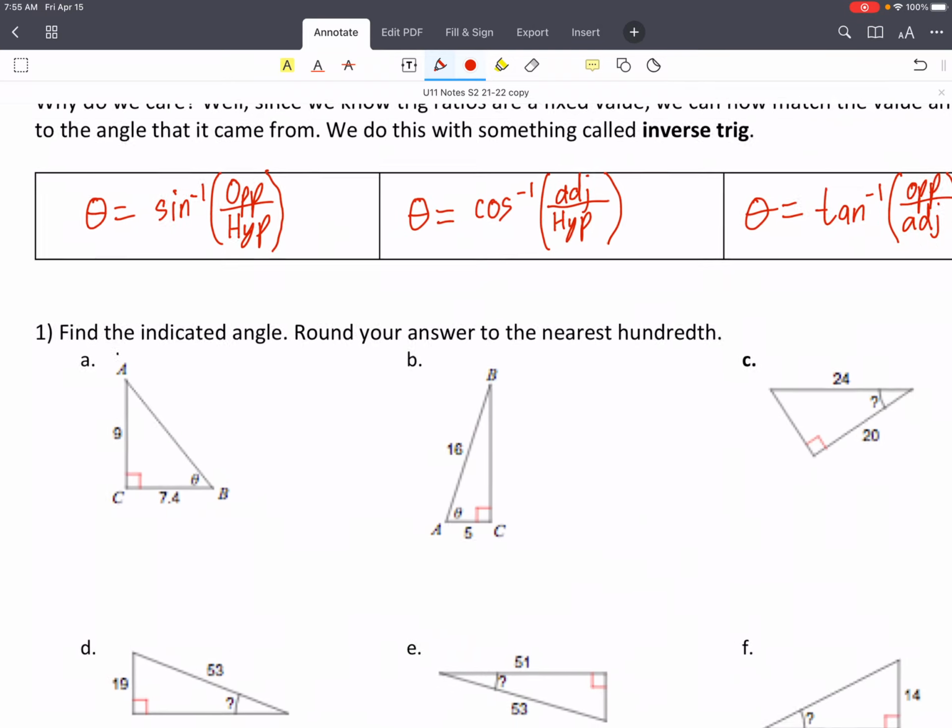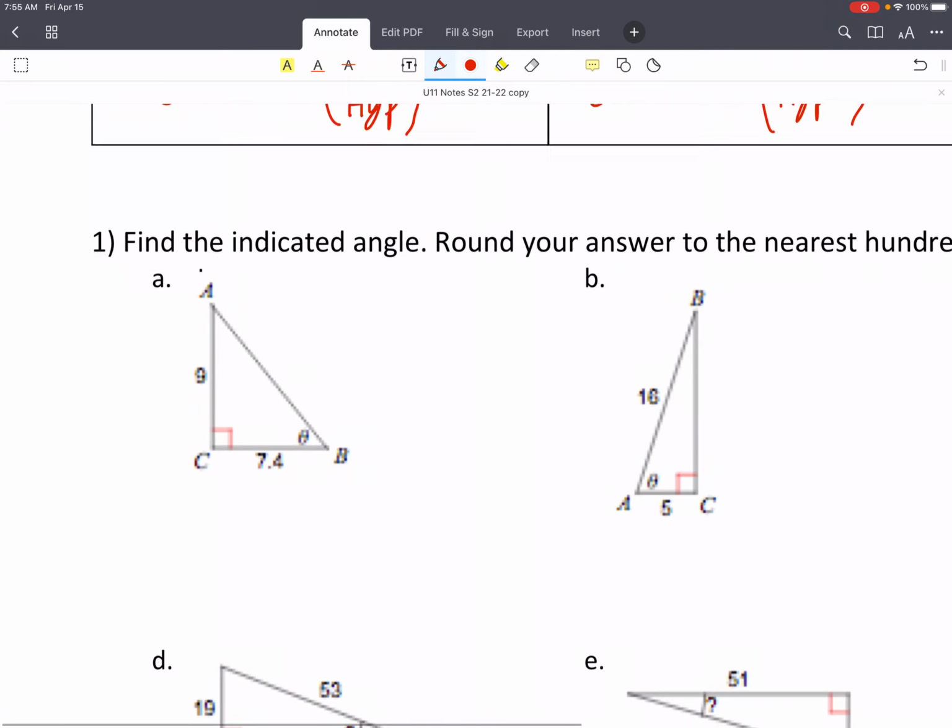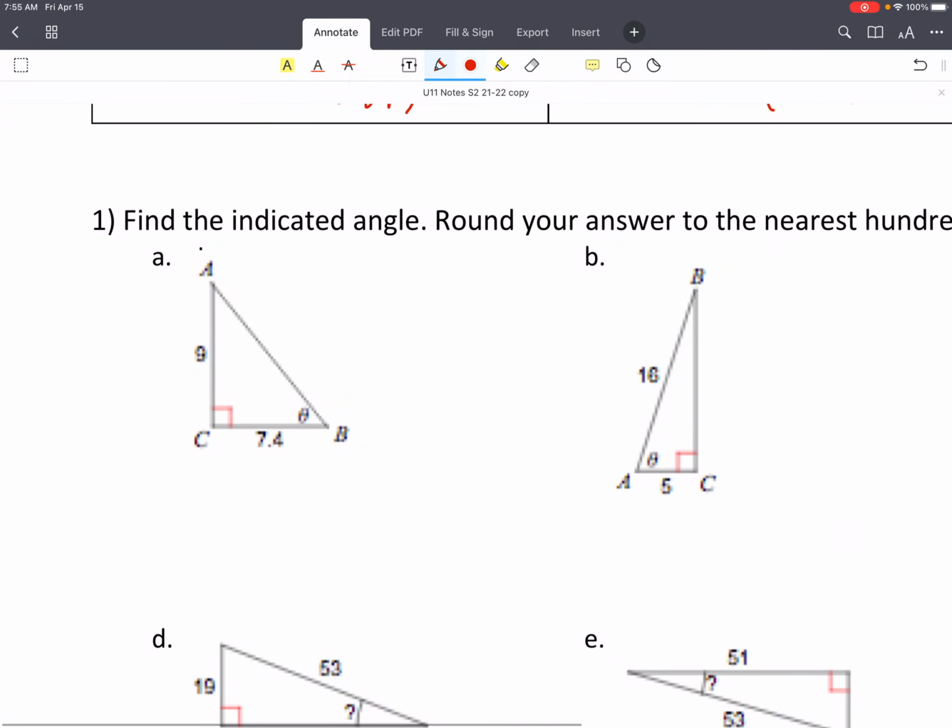Okay, but let's look at a couple of these. So with A here, we have to look at what sides we have to figure out what trig ratio we're going to use. We have our theta, we have our opposite side, and our adjacent, because it's next to our angle and not the hypotenuse. Since we have opposite and adjacent, that means we would use tangent. So we could say our tangent of theta, since we don't know what that is, is equal to 9 over 7.4.